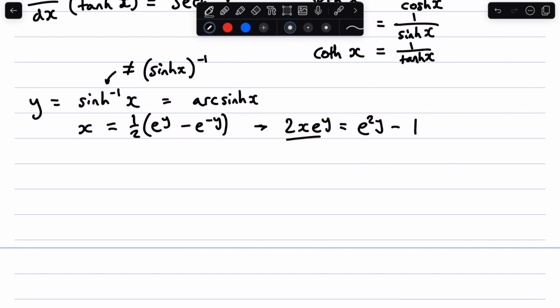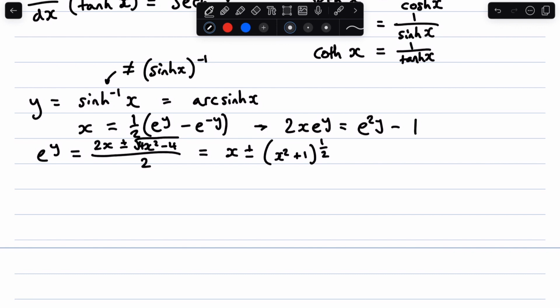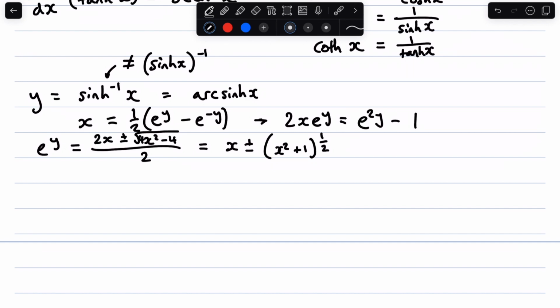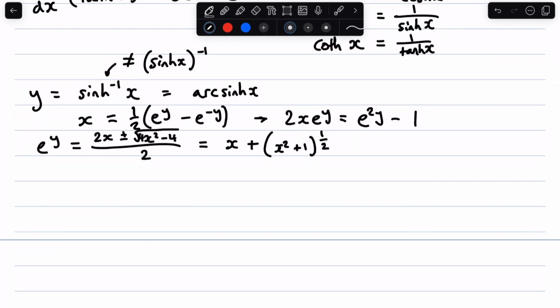And this can be rearranged by just taking this across into a quadratic formula where e to the y is our variable, and we can then see that e to the y from the quadratic formula is 2x plus or minus the square root of 4x squared plus 4 all over 2, which is the same as x plus or minus x squared plus 1 to the half. And we take the positive root since e to the y is always positive, so we can get rid of that and make it a plus. And then from here we can just take the natural logarithm and see that y, which equals our sinh to the minus 1 of x, equals natural logarithm of x plus x squared plus 1 to the half. And that's our inverse function.